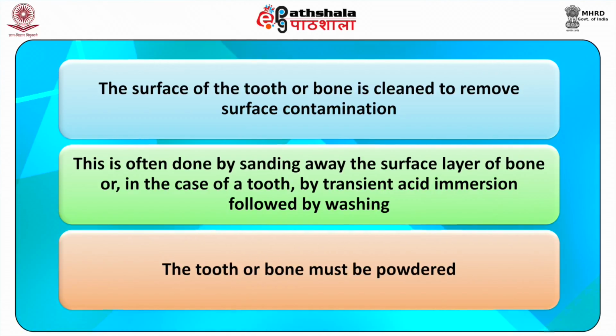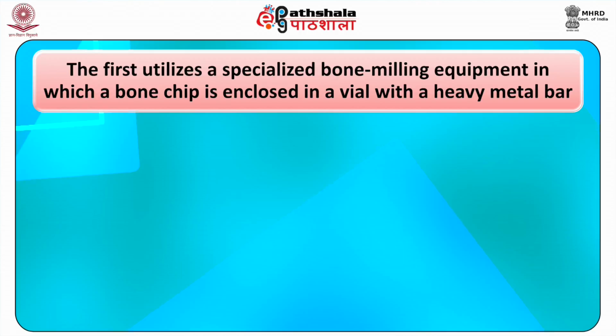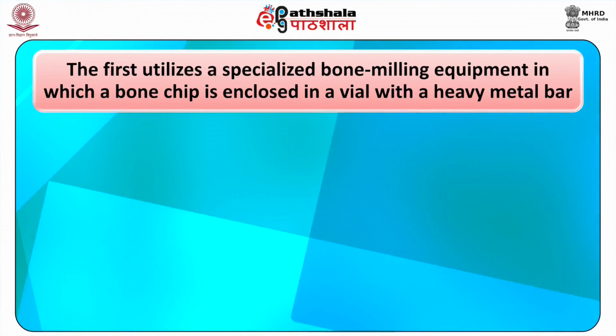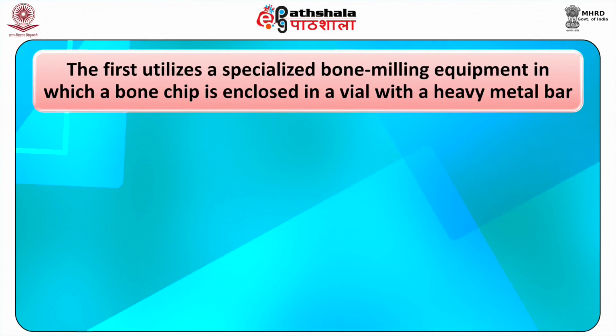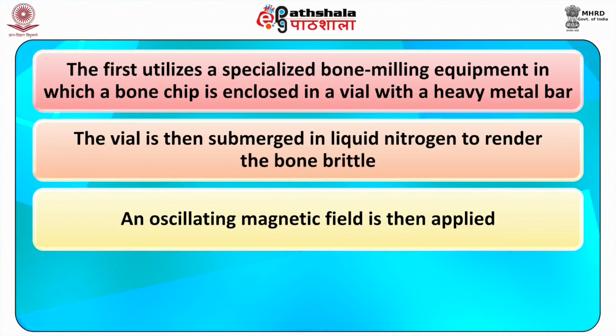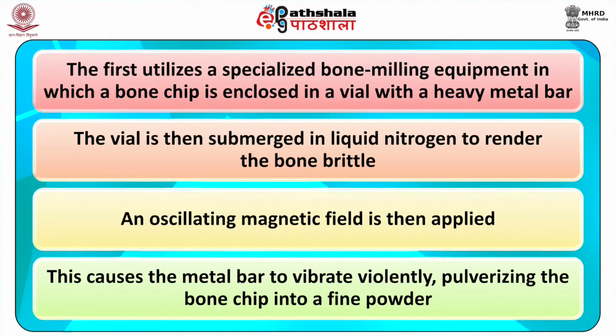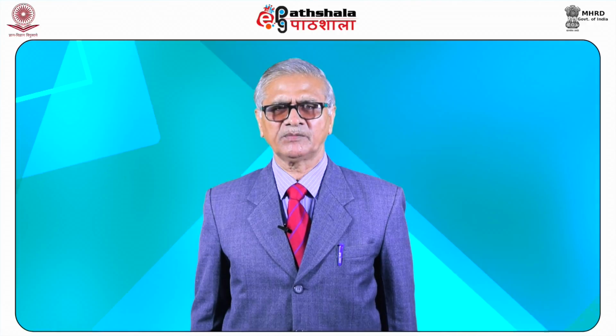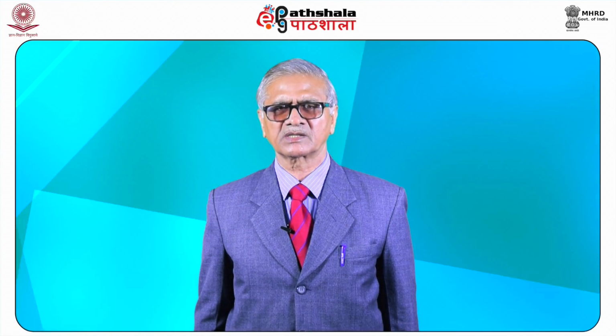Next, the tooth or bone must be powdered. Two methods are generally employed. The first utilizes specialized bone milling equipment in which a bone chip is enclosed in a vial with a heavy metal bar. The vial is then submerged in liquid nitrogen to render the bone brittle. An oscillating magnetic field is then applied. This causes the metal bar to vibrate violently, pulverizing the bone chip into fine powder. The same effect can be achieved by grinding using a drill bit, but care must be taken to avoid generating high temperatures as a result of frictional forces.